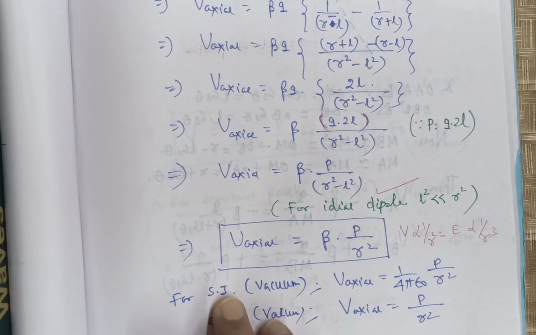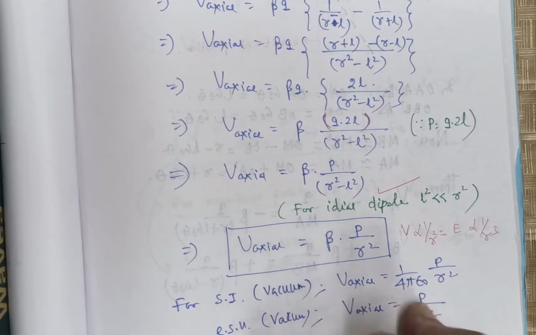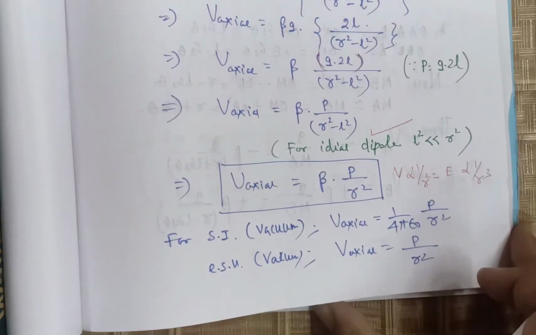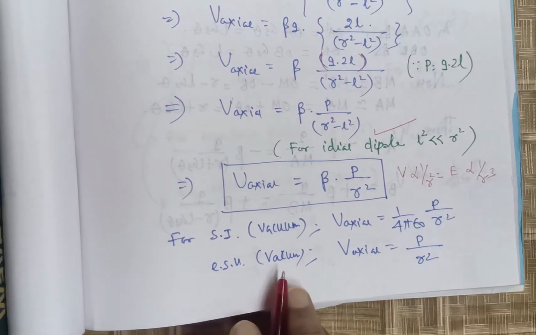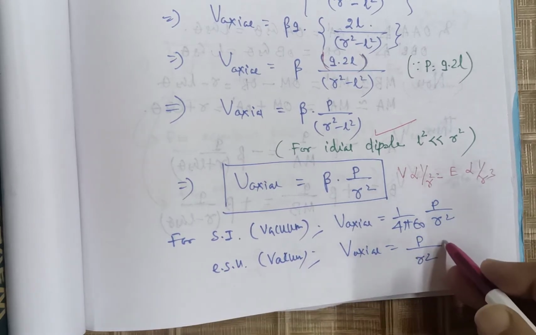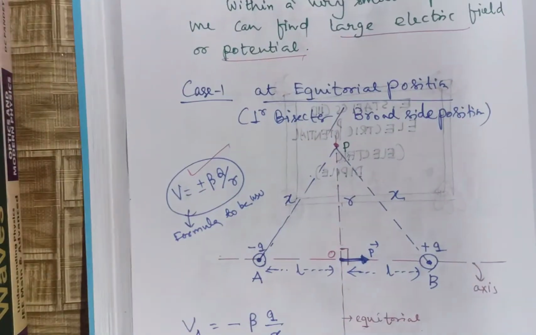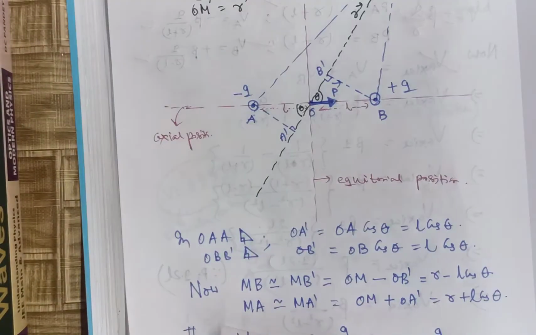Now for calculation in the SI system, in vacuum, we put the value of beta as 1 by 4 pi epsilon 0, and for the electrostatic unit and CGS system, the beta value is 1, so our formula will be P by r square. So this is the calculation at the axial position, and this is also the calculation for the equatorial position.